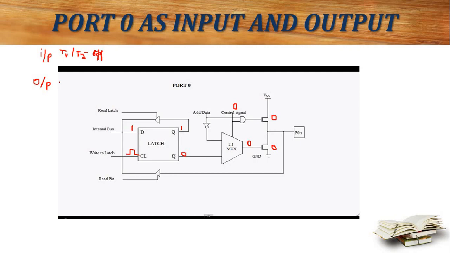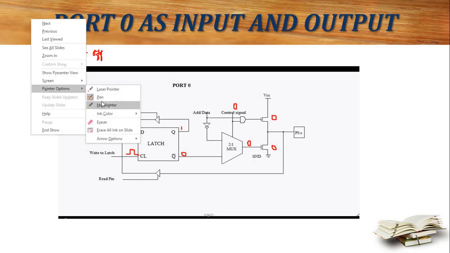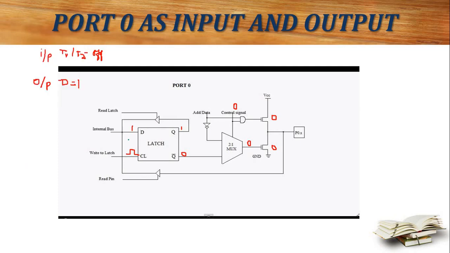So first condition, I am giving an input as 1. That is D equal to 1 I am going to give. Okay, this is an input mode. Now I am going to give it in an output mode. Now I'm going to give an output mode, that is D equal to 1.